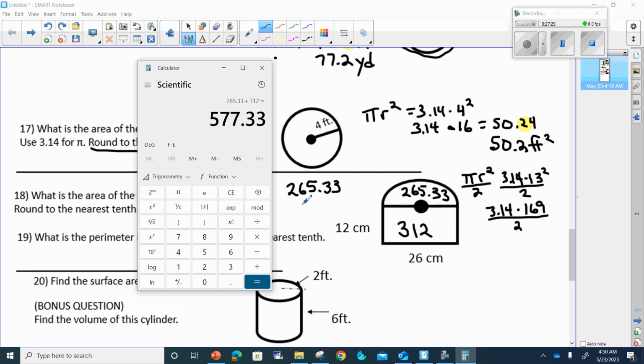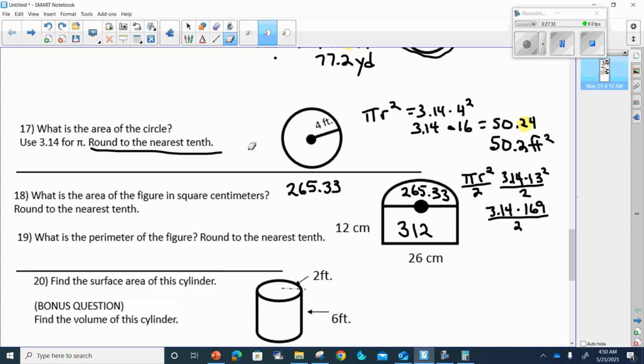That's 577.33. It's said to the nearest 10. So since 3 is not bigger than 5, we're going to erase this. And that's our answer. 577.3 centimeters squared.